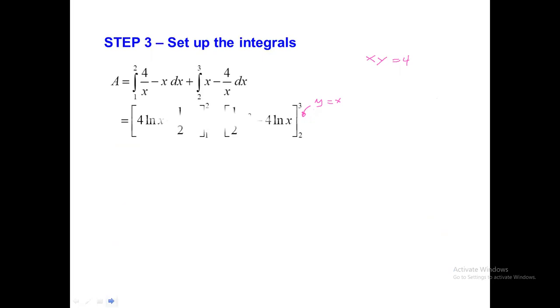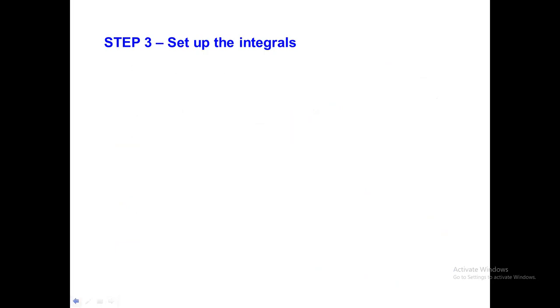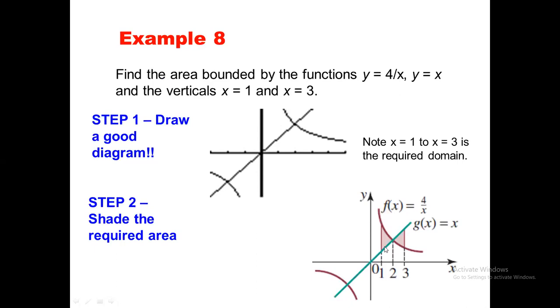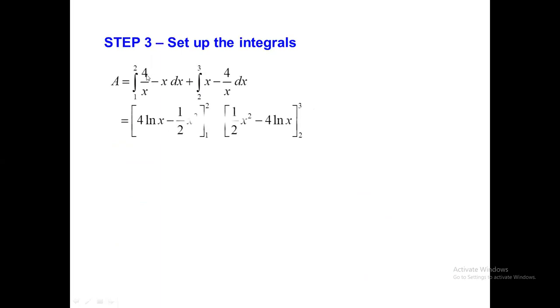So set up the integral for step 3. We'll just clear the markings here. So this will be your integral for this one from 1 to 2. You're going to look for the integral bound that has the limit 1 to 2. If you choose a vertical element, you will have f of x minus g of x. So that would be 4 over x minus x. That's the reason why you have here 4 over x minus x from 1 to 2.